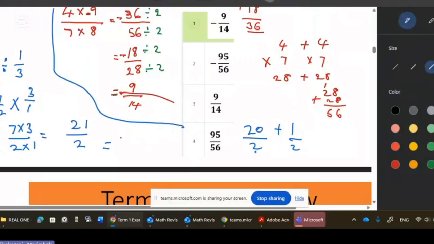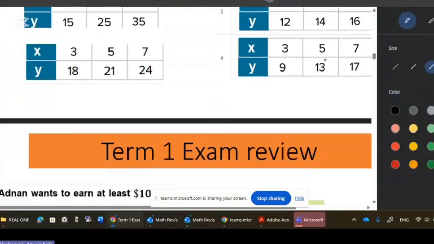What is 20 divided by 2? 10. The answer will be 10. Remainder 1 over 2. Now, 10, we've done this already.